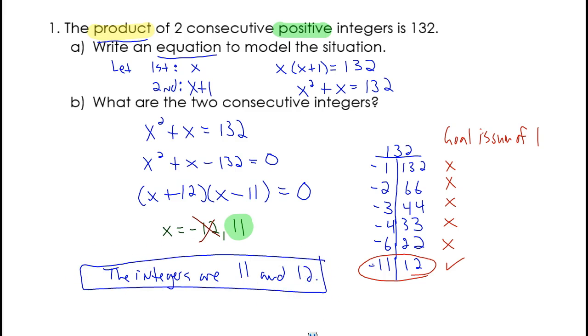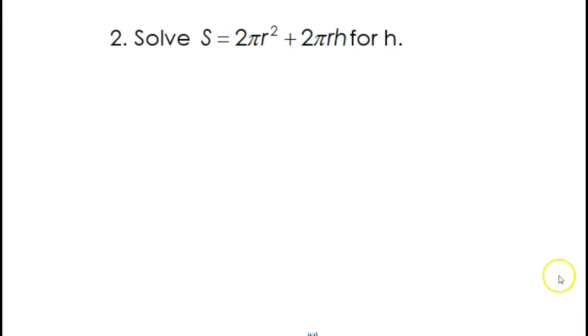All right, something like that. So first we made an equation by multiplying the product of some unknown number and the number that comes right after it. And after doing that, we got a quadratic that we were able to then solve by factoring to get our two integers. Example number 2, solve s equals 2 pi r squared plus 2 pi r h for h.